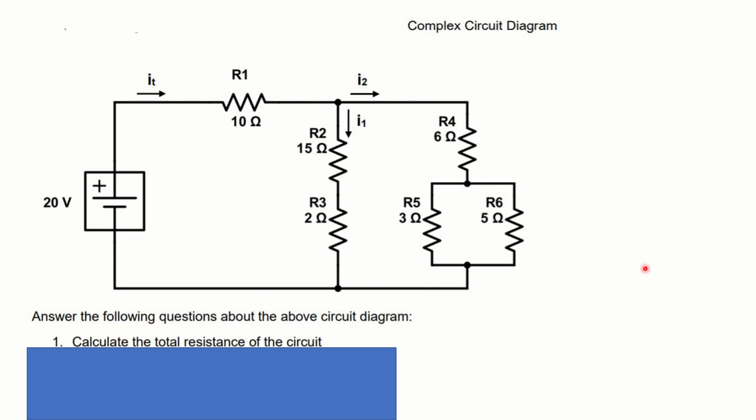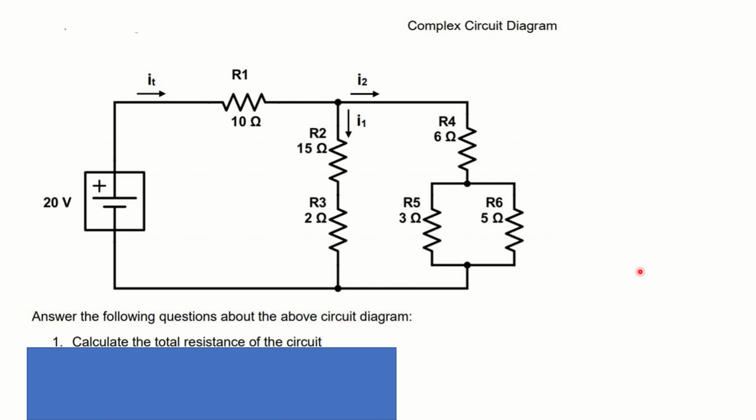First one is to calculate the total resistance of the circuit. So that means we need to know the resistance of all the parts of it and how they add up. So we know the rules that govern this. We know the rule for resistance in series, and we also know the rule for resistance in parallel.